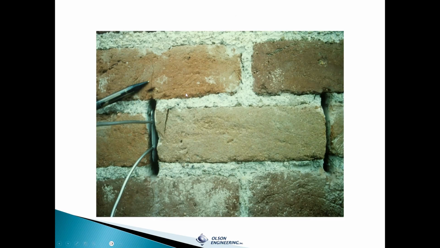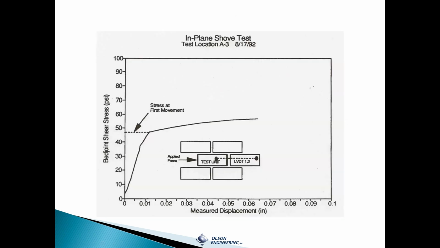You can see that after the test was done, it cracked the brick above it as you looked at the mortar in the shear strength of these top and bottom joints. When you monitor it with displacement, this came up to about 47 psi at a hundredth of an inch of displacement, and then it just slid in friction. So this was the strength of the shear test result.